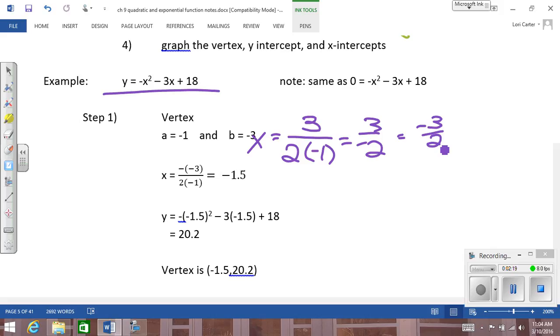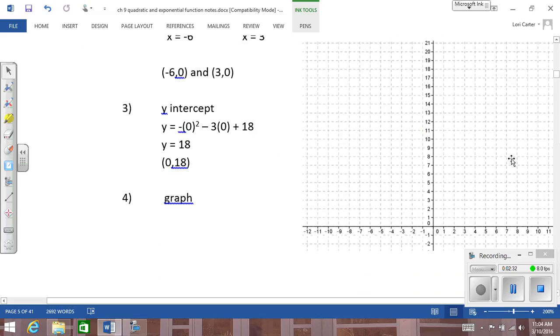Okay, so negative 3 halves. What did we just find? Axis of symmetry. So go down to your graph and graph your axis of symmetry. Where's it at? What's negative 3 halves as a decimal? Negative 1.5. So you go over negative 1.5.